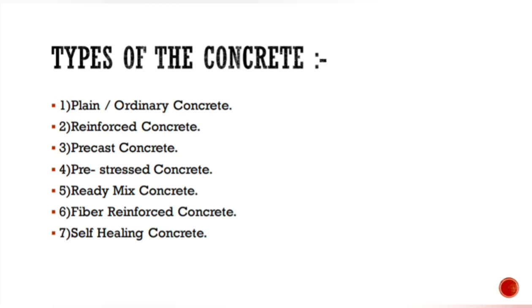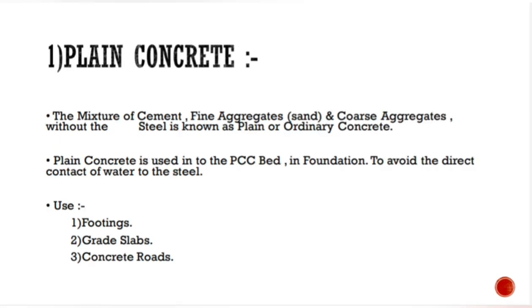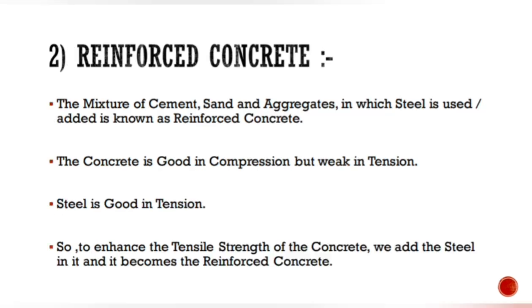Types of concrete: plain or ordinary concrete, reinforced concrete, precast concrete, prestressed concrete, ready-mix concrete, fiber reinforced concrete, self-healing concrete. First, plain concrete. The normal or ordinary mixture of cement, sand, and aggregates in an appropriate proportion is known as plain concrete or ordinary concrete. Basically, this type of concrete is used for footings, slabs, and concrete roads.